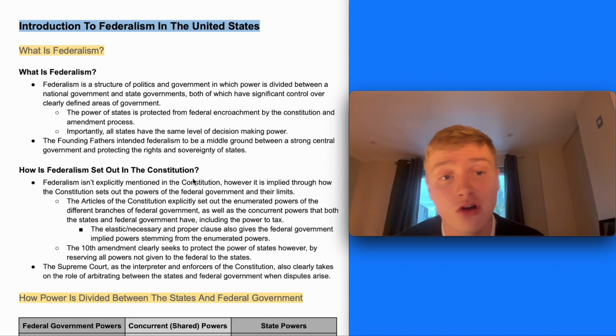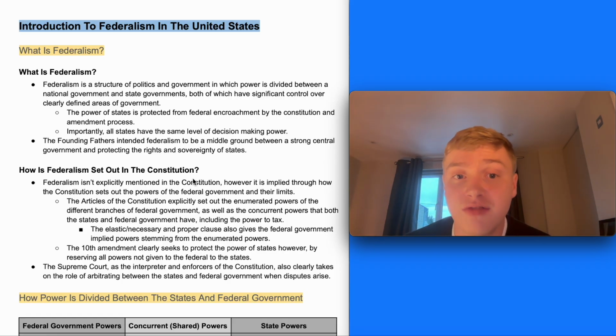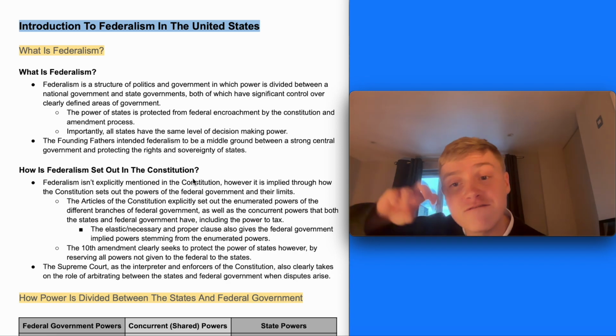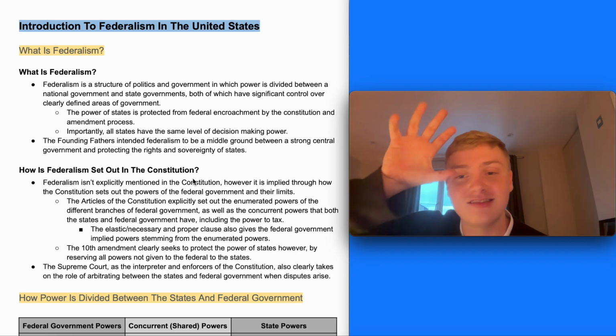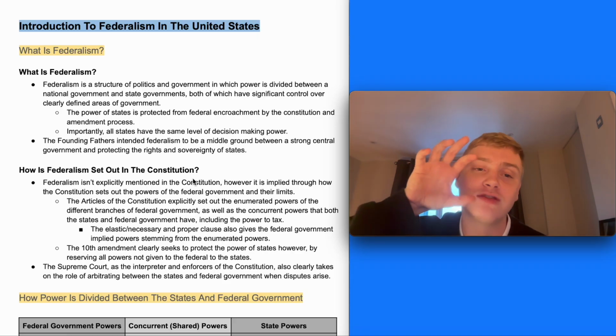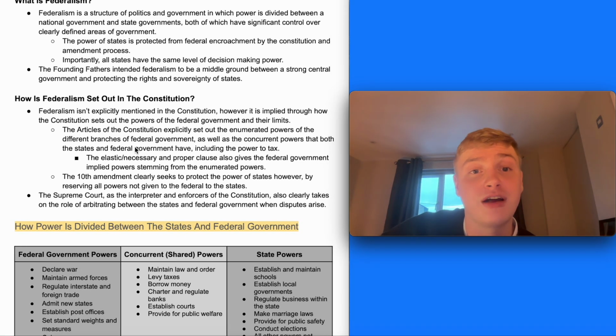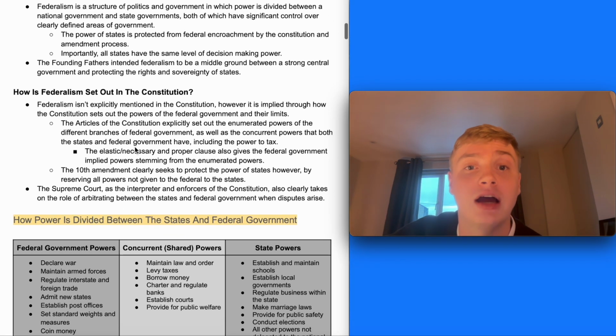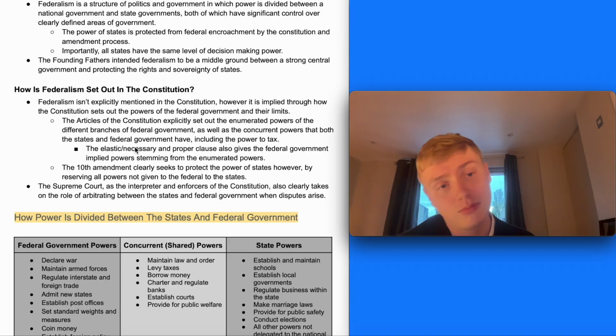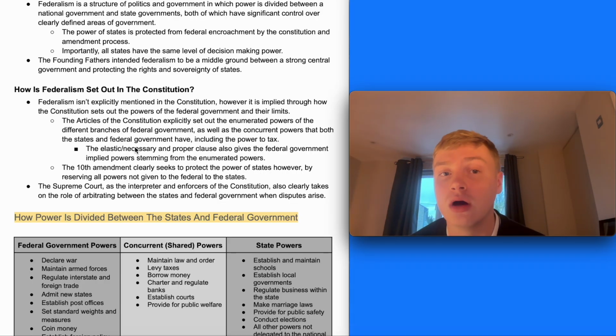So federalism is a structure of politics and government in which power is divided between a national government and state governments, both of which have significant control over clearly defined areas of government. So when we talk about federal government in the US, that means the central government. So it's between the federal central government and the states. The power of states is protected from federal government encroachment by the Constitution and amendment process. And importantly, all states have the same level of decision-making power as each other.